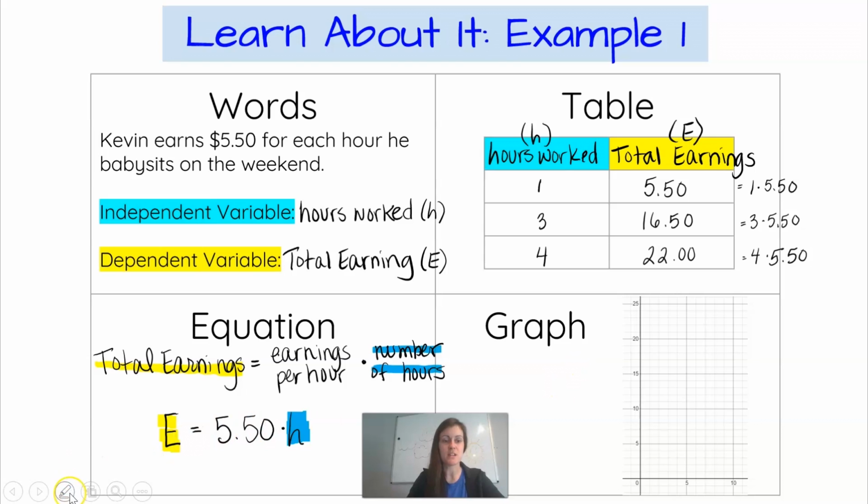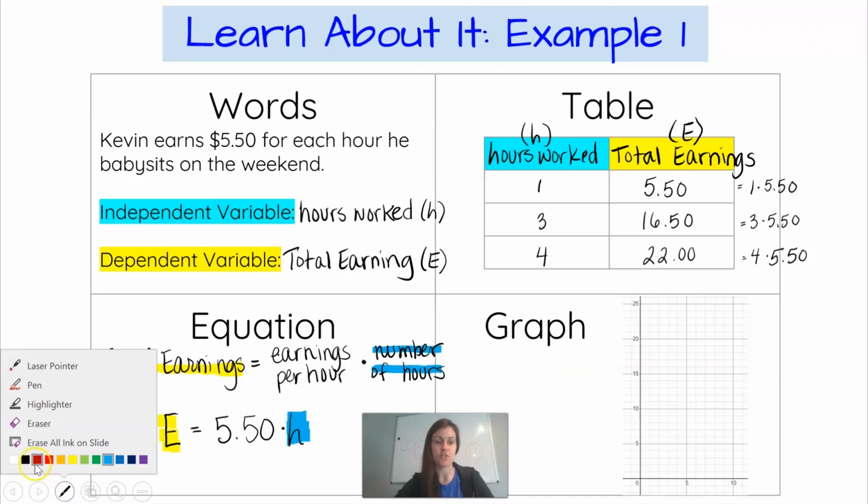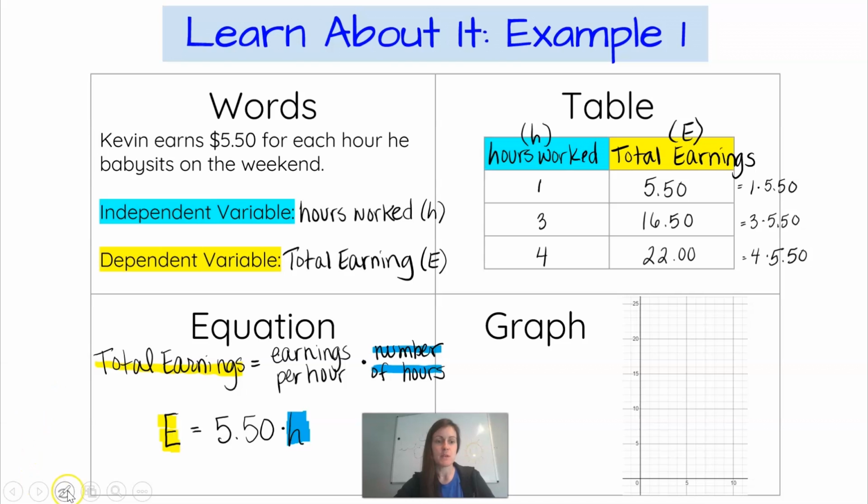The last representation that I'm going to use to represent this word problem about Kevin is a graph. And I'm going to be plotting the points that I created in my table to help me see visually what's happening with this. So the last thing that I'm going to do is plot the points from my table onto my graph so that I can get an accurate representation of this relationship.